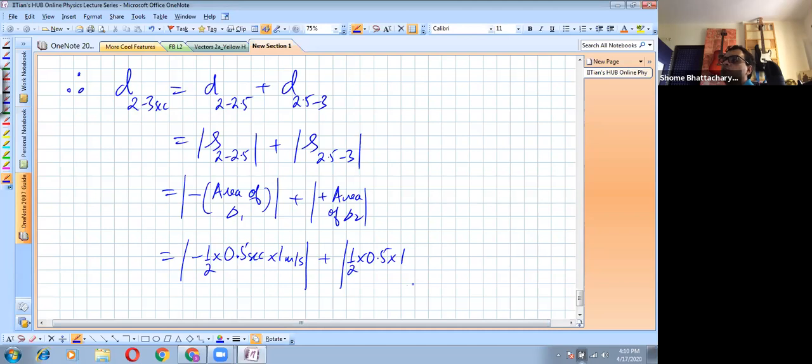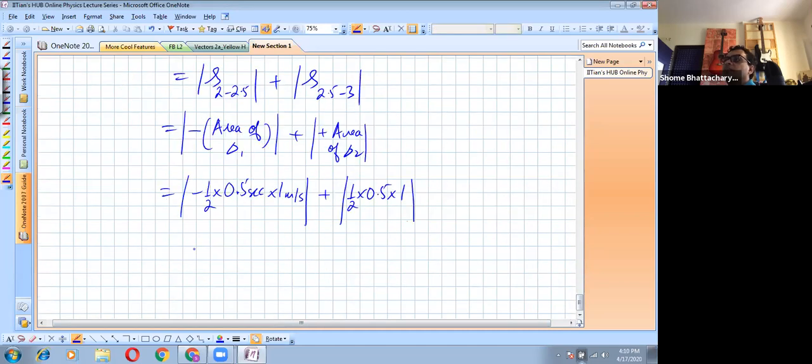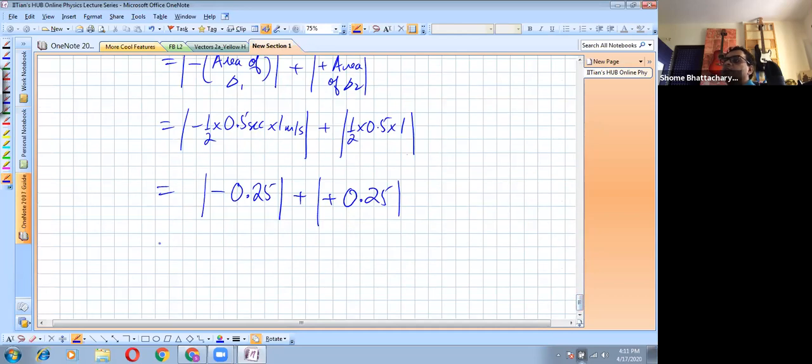So you can see that from 2 to 2.5 seconds, the particle is actually displaced by how much? 0.25 meters backwards. And then in the next 0.5 seconds, that is from 2.5 to 3, it's again come forwards by that much. That's why its net displacement was 0. But we are not interested in net displacement. We are interested in distance traveled. So that is 0.25 plus 0.25. Okay, so that is 0.5 meters. So that should be the distance traveled from 2 to 3 seconds.